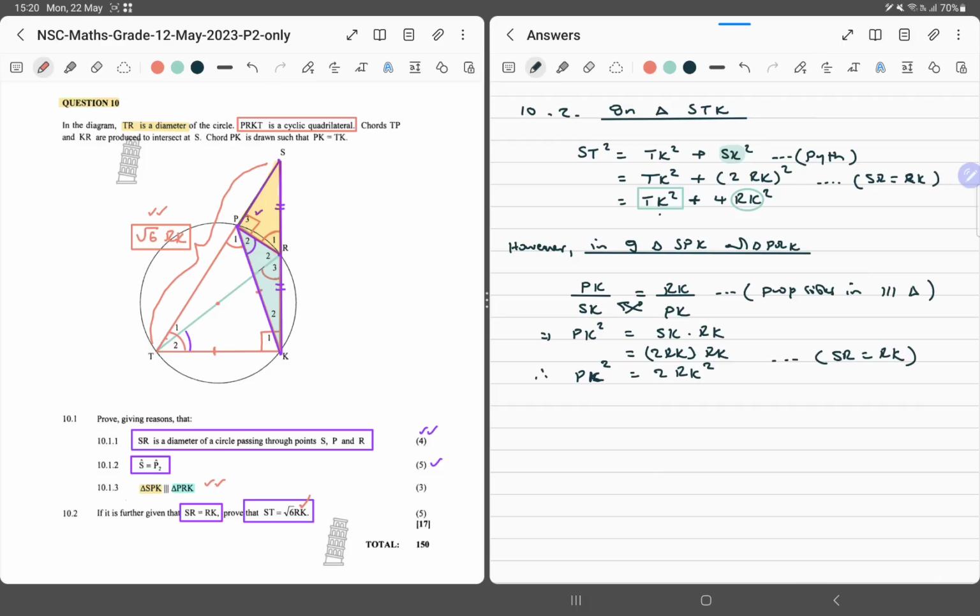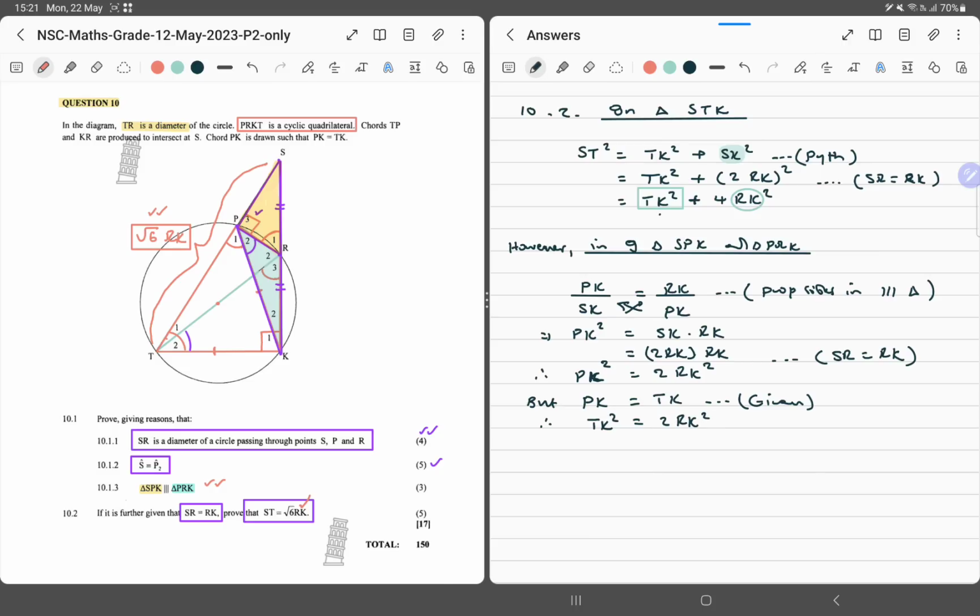However, because we want to get to something, we know for a definite fact that PK is equal to TK. That was given. Yay! What is the story? This therefore concludes that TK squared is going to be equal to 2RK squared, is it not?